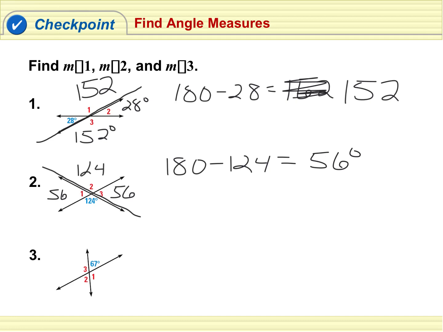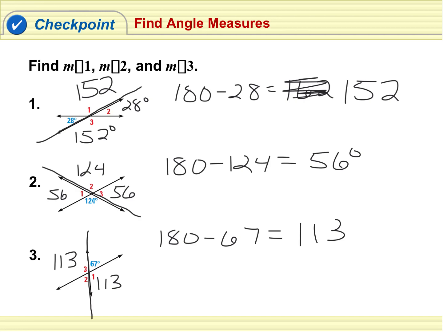Yep. Last one. We have a straight line here. Do they lie on the same side? Yes, 67 and angle 1. So how do we find it? Subtract from 180. 180 minus 67 gives you 113. So angle 1 is 113. If 1 is 113, what's 3? 3 is 113 because it's vertical to angle 1.